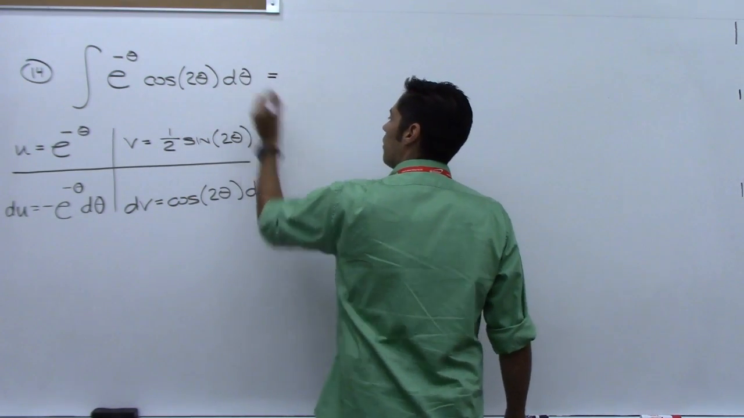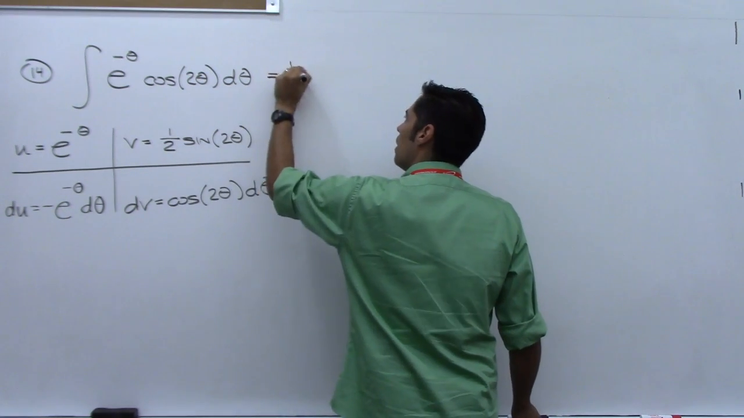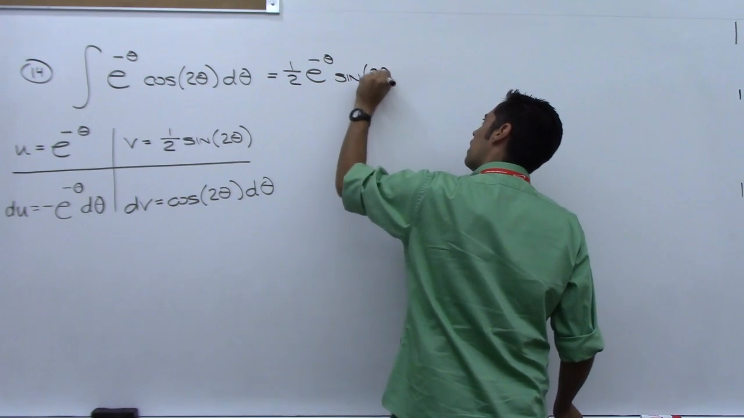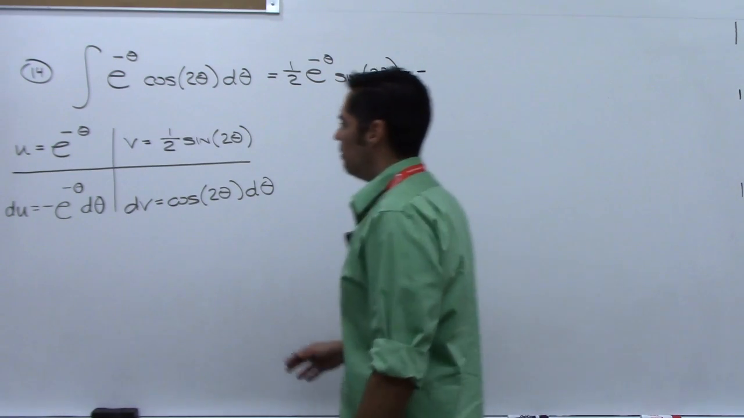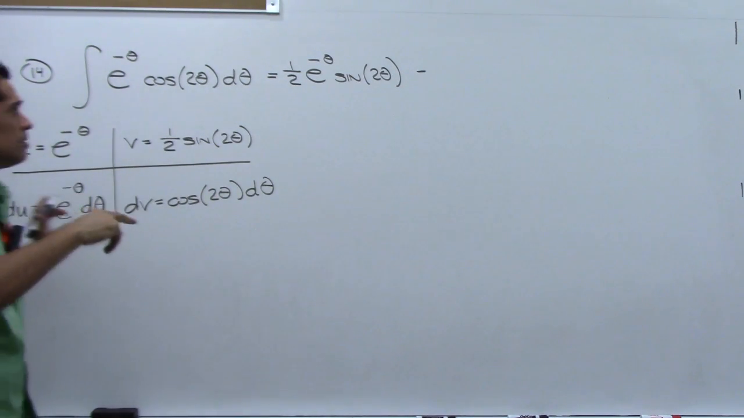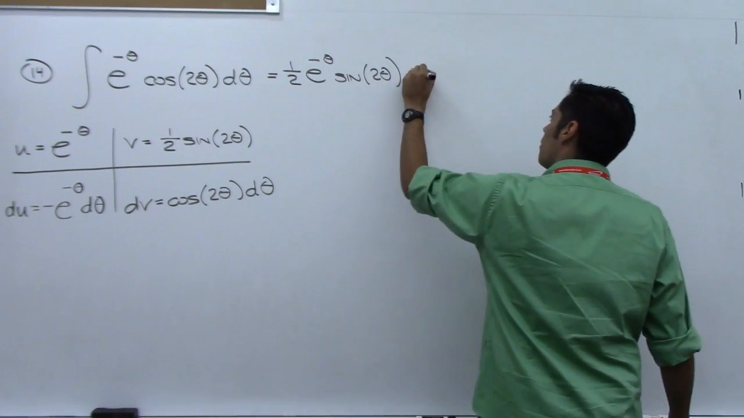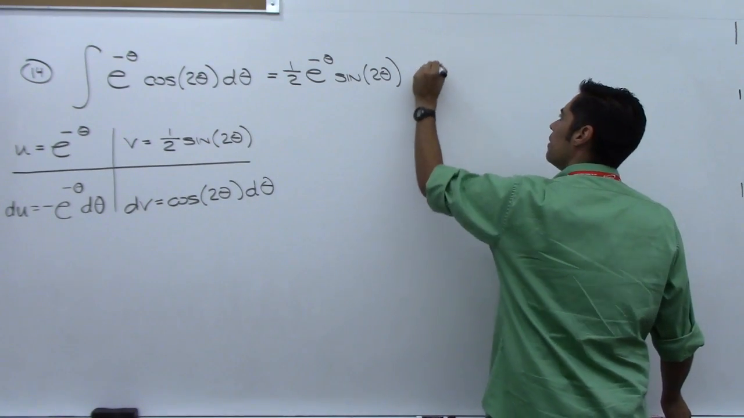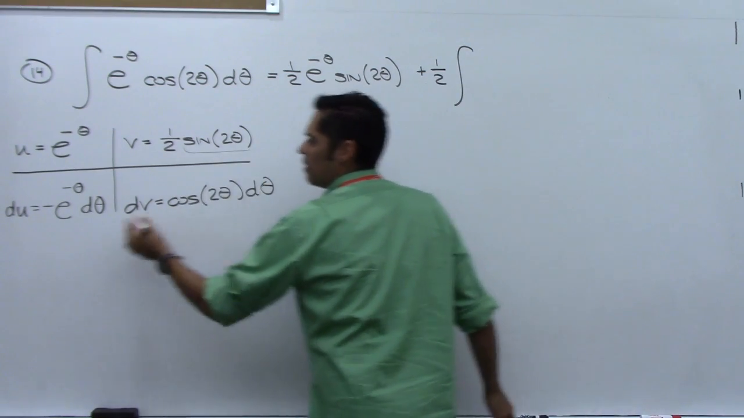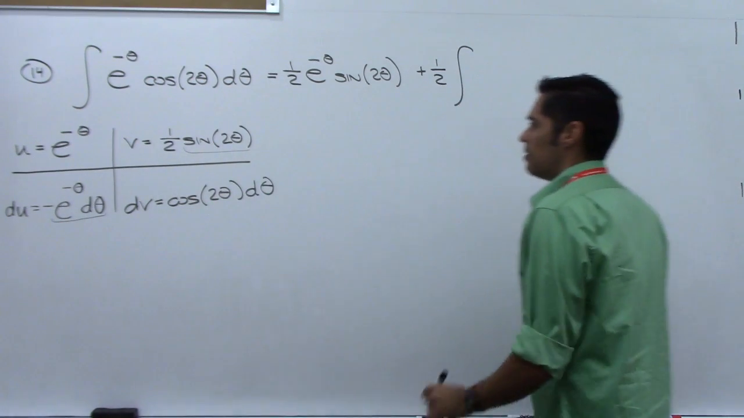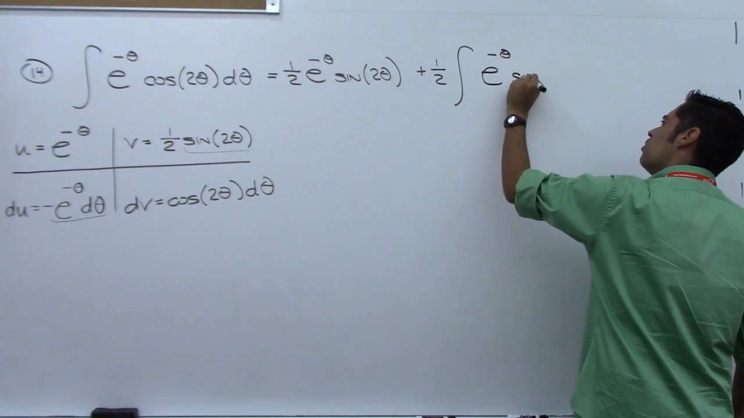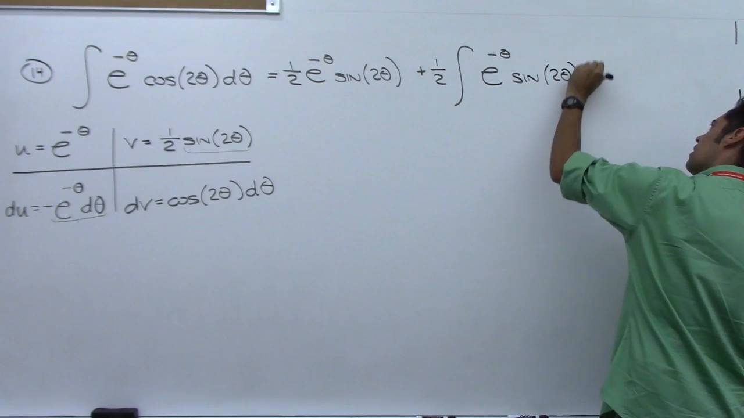So we get uv minus integral v du. So this times that, 1/2 e to the negative theta sine 2 theta minus integral of v du. So this times this, I have a negative, I have a half, I'm going to bring that out, but this is already a minus, so plus 1/2 integral, and now just the sine 2 theta and the e to the negative theta d theta. So I'm going to write that as e to the negative theta sine 2 theta d theta.